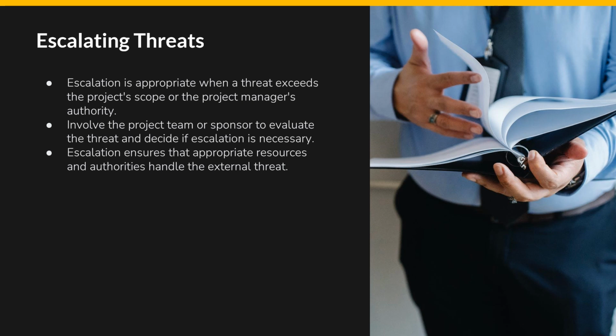In these examples, the escalate risk response strategy is used when the identified risks are beyond the project manager's authority, expertise, or scope of control. The risks have implications that extend beyond the project's boundaries and require decisions and actions at higher levels within the organization. By escalating these risks, the project manager ensures that the appropriate stakeholders with the necessary authority and expertise are involved in making informed decisions about how to address the risks effectively.